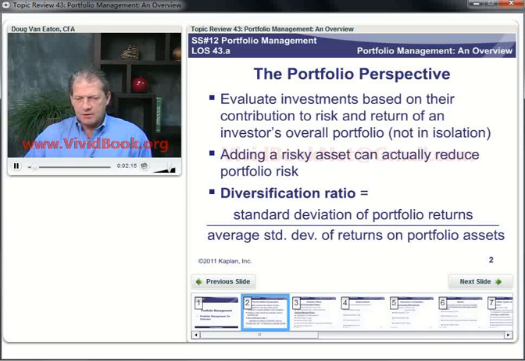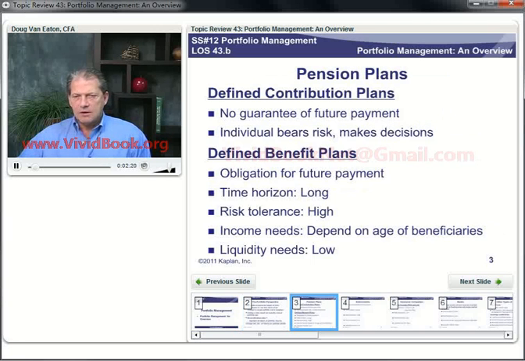Now if I can grab my pen here, make this slide change. There we go. We can start talking about the various kinds of investment accounts that a portfolio manager may have to take care of. First off, pension plans.